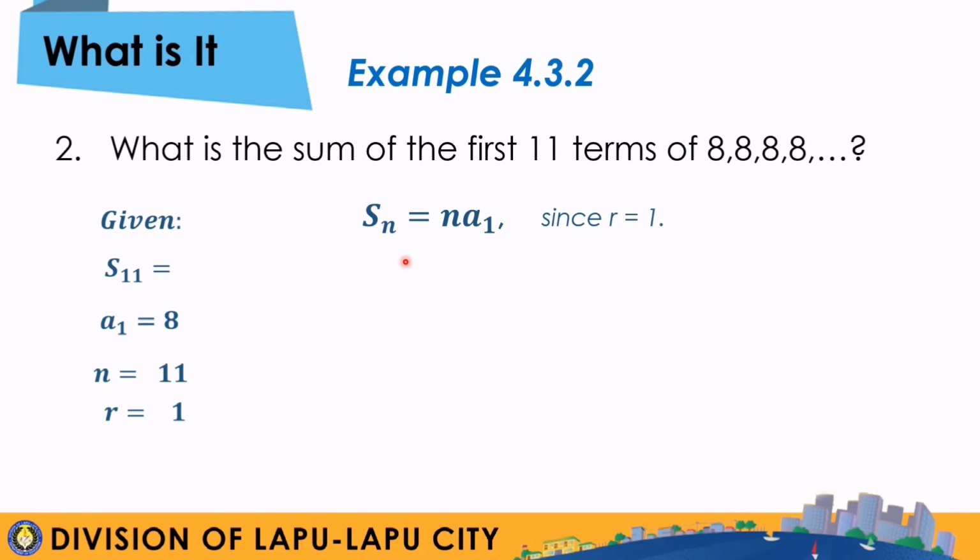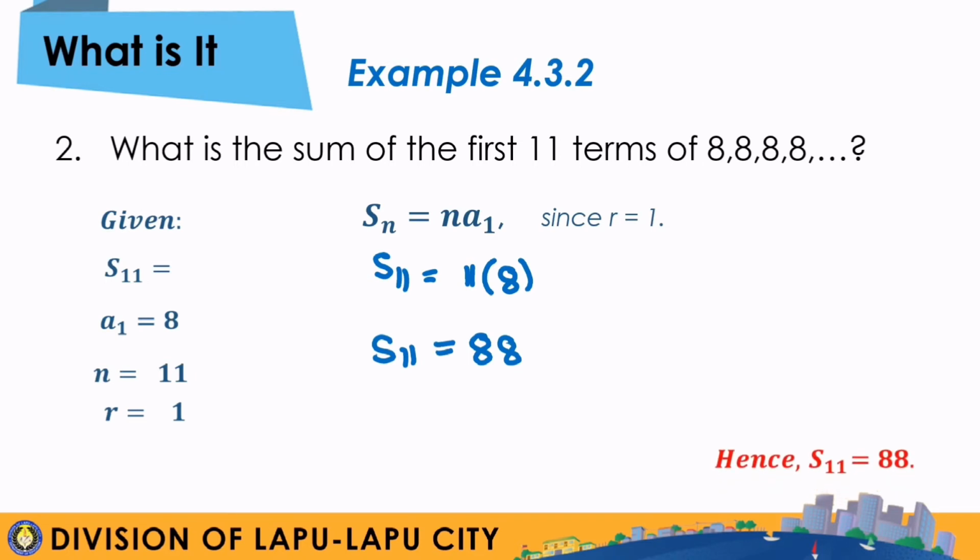S sub n is equal to n times a sub 1. So let me show you. That is S sub 11 is equal to, your n here is 11, times your first term is 8. So that gives you 88. And that's it. Pretty much simple, right? So the sum of the first 11 terms of this geometric sequence is 88.